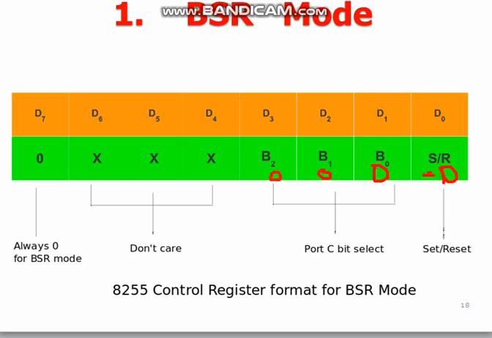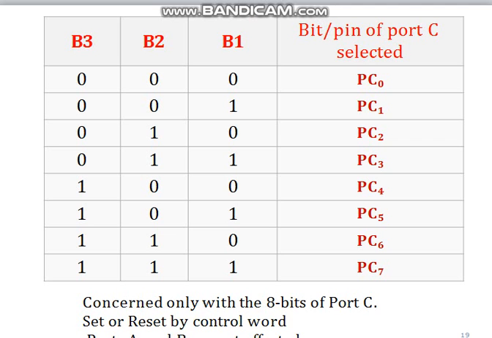Okay, so this is how the selection of different bits works, bit by bit operation. PC0 will be operated separately, PC1 will be operated separately, PC2, everything will be operated separately depending upon the bitwise value that I give over to B1, B2 and B3. Each and every bit can be controlled only in your port C. Your port B and port A cannot do all these operations. So this is the bit set/reset mode.